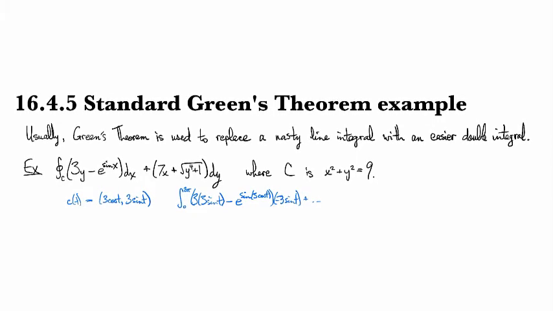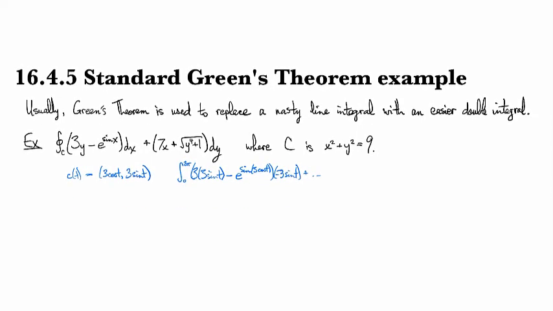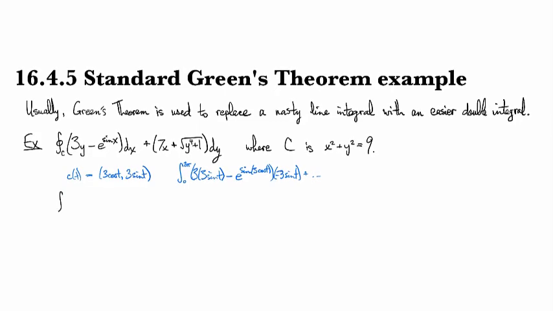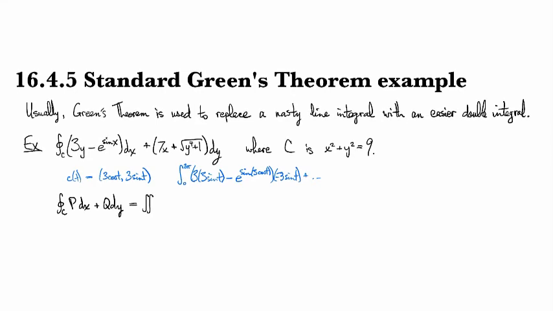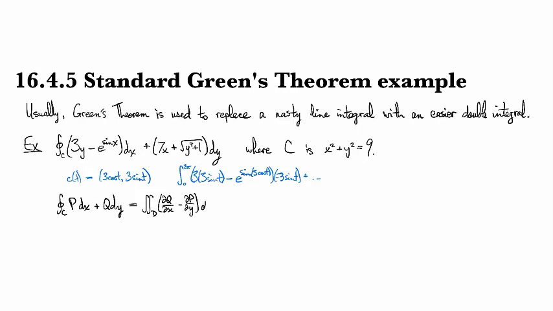Okay, so what we do instead is we use Green's theorem. Green's theorem tells us that the integral over C of P dx plus Q dy is equal to the double integral over the bounded region of partial Q with respect to x minus partial P with respect to y, dA. So let's go back to our function here. And this is our P and this is our Q.